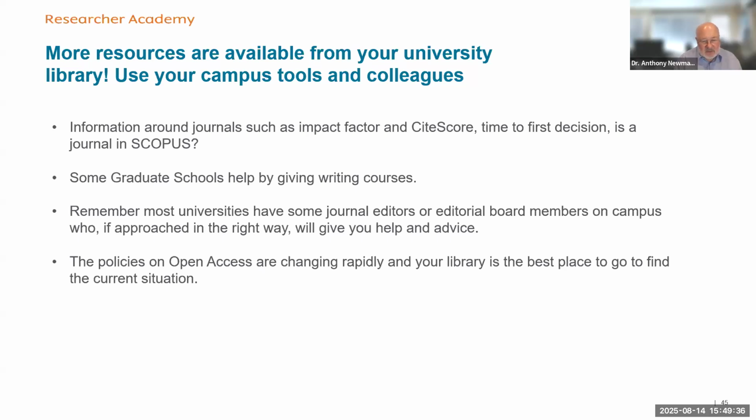If graduate schools help you with writing courses, use it. If you know that there's some university people in the faculty who are journal editors or board members, ask them for help and advice. Don't stalk them, but ask them for help and advice. And the open access policies are changing so rapidly. The best people to know what's going on is your library, because it's their job to know.